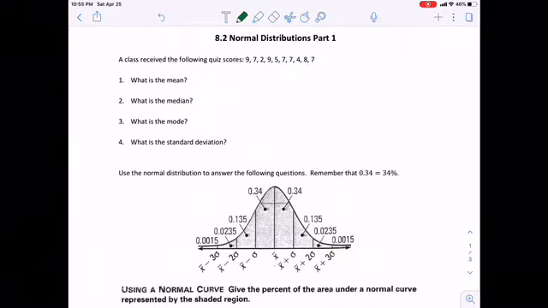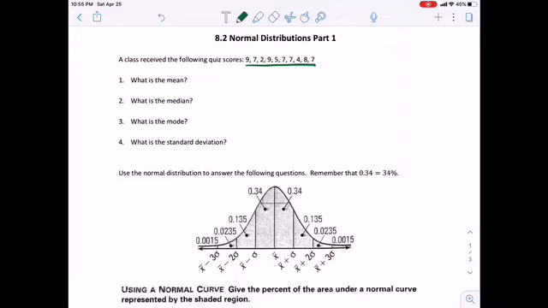All right, today we're talking about assignment 8.2, normal distributions. This first section is just a review of some stuff that you hopefully have already learned. So a class received the following quiz scores, and here they are. We've been asked to find the mean, median, mode, and standard deviation.